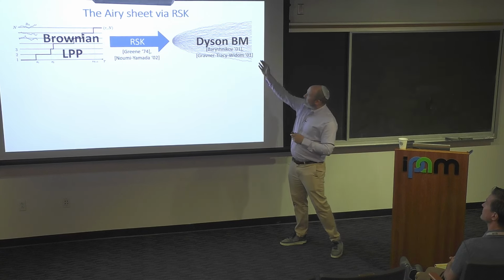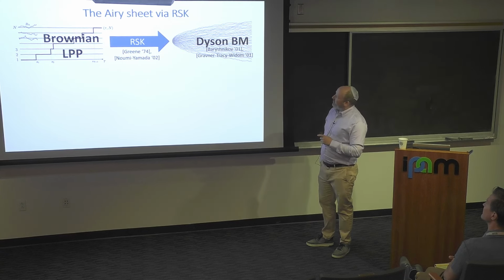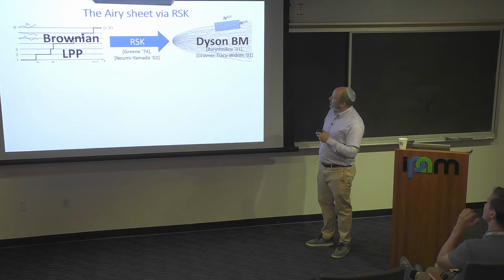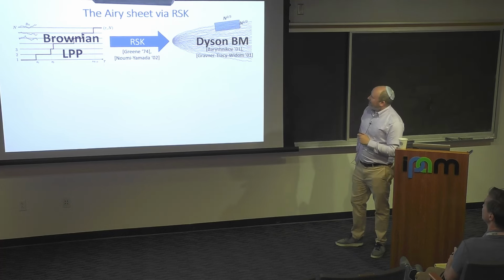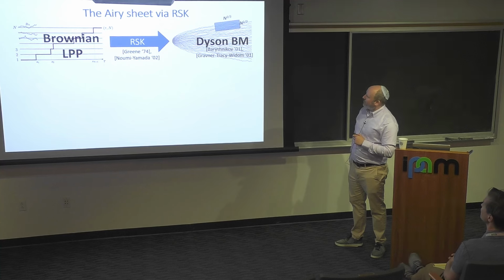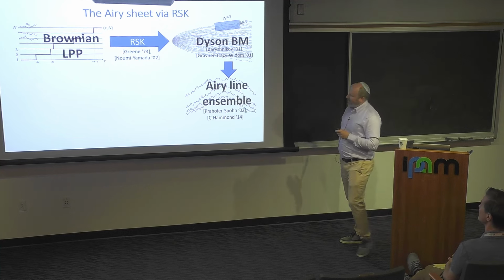Now, the nice thing about this Dyson Brownian motion is that we understand the scaling limit of it. In particular, if you take the scaling limit around the edge in an n to the 2/3, n to the 1/3 window, you converge to something called the Airy line ensemble.